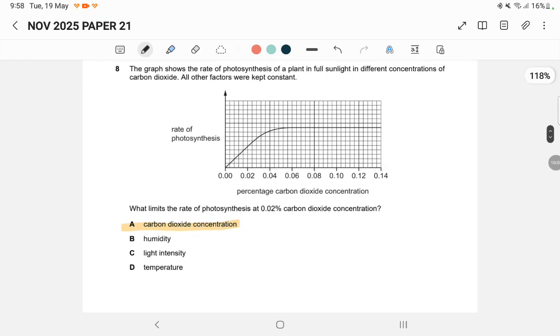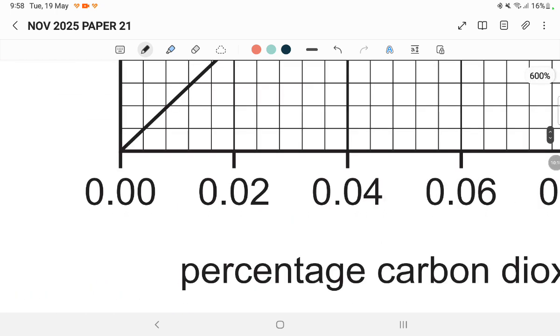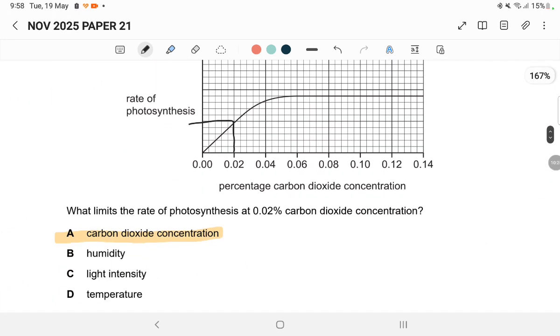The graph shows the rate of photosynthesis of a plant in full sunlight in different concentrations of carbon dioxide. All factors were kept constant. What limits the rate of photosynthesis at 0.02 carbon dioxide concentration? Well, we're going to look at here. The question is telling you to look at here. If you look at here, the graph did not yet level off.